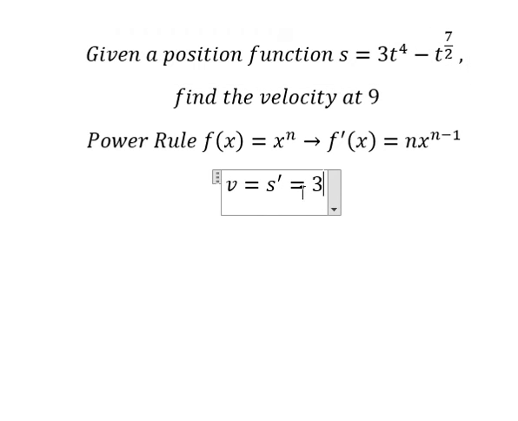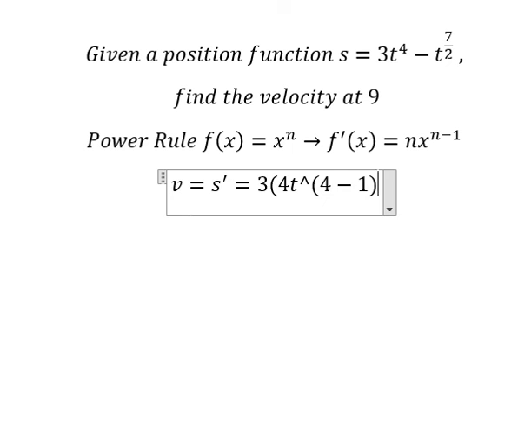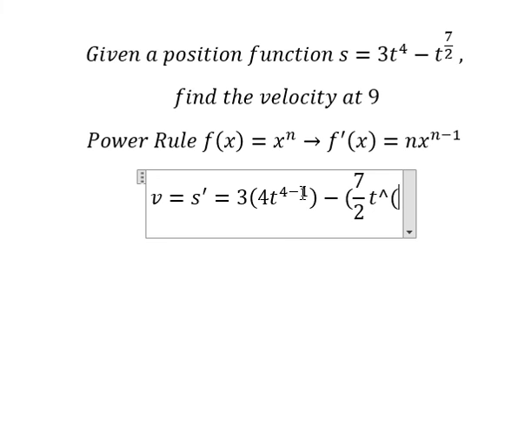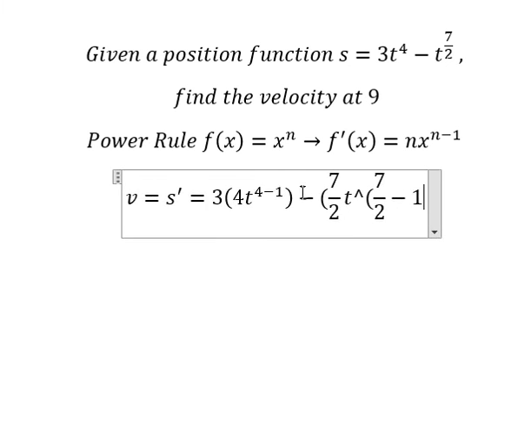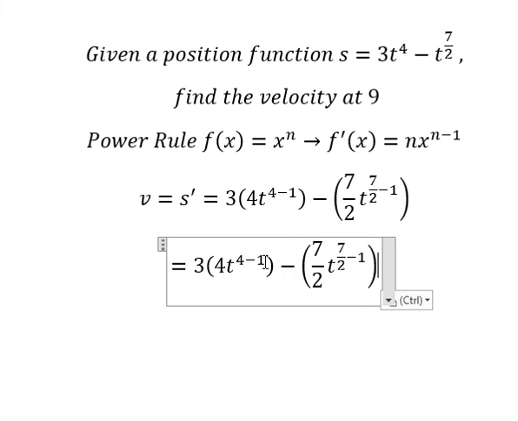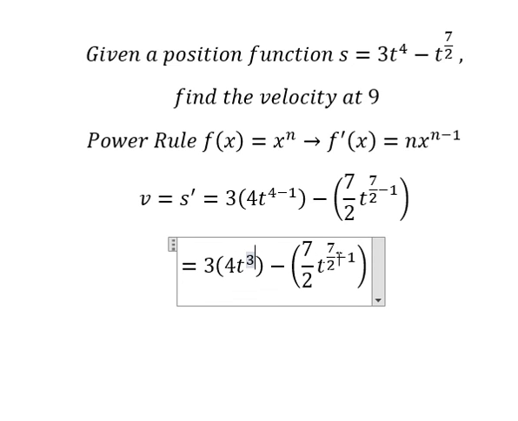So we have 4t to the power of 4 minus 1. And the second one, we have 7 over 2 t to the power of 7 over 2 minus 1. So this one we have number 3. This one we have 5 over 2.